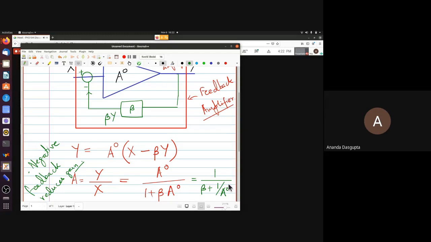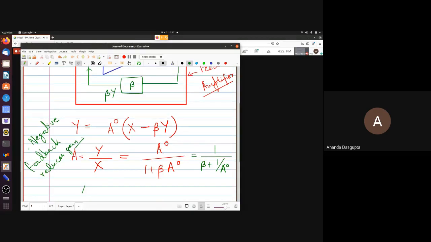Now this way of writing the thing should give you a big hint as to why you want negative feedback here. This is the actual gain of the full feedback circuit, and if A0 is very large, which often can be easily achieved, then 1 by A0 is very small, and if 1 by A0 is much less than beta, then beta may be 1/10, but 1 by A0 may be 1/200 or 1/300.